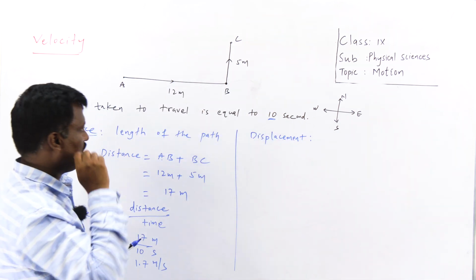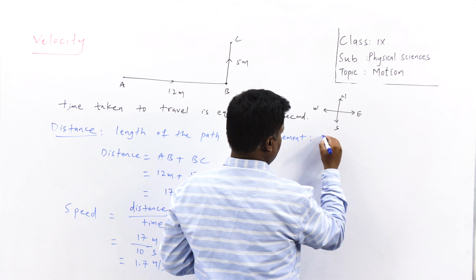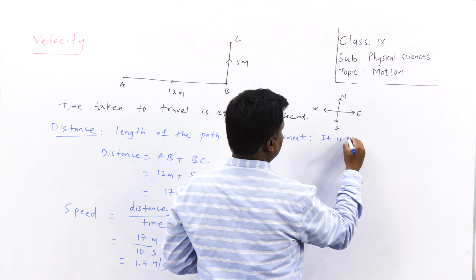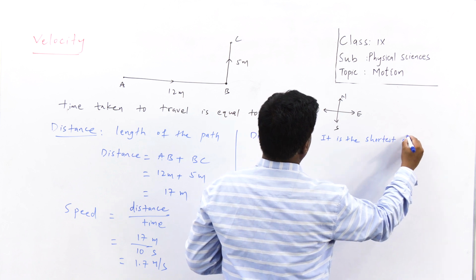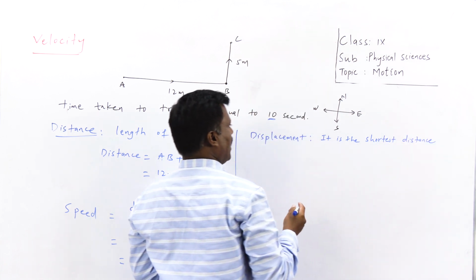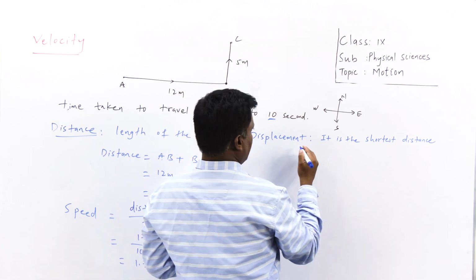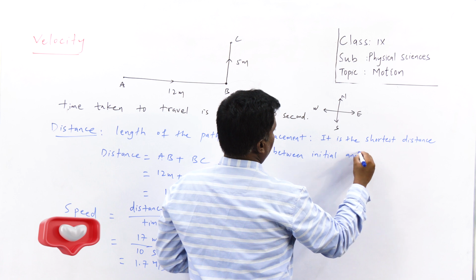Now we are going to calculate displacement. What is displacement? Displacement is the shortest distance. It is nothing but a distance only, but it is the shortest one, or distance in one direction: the shortest distance between the initial and final point.